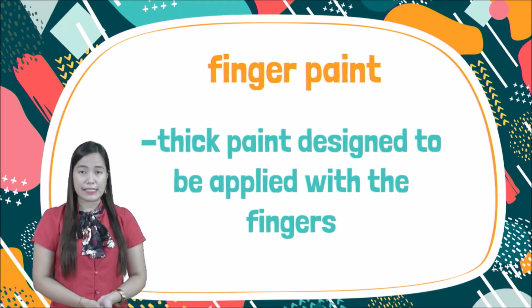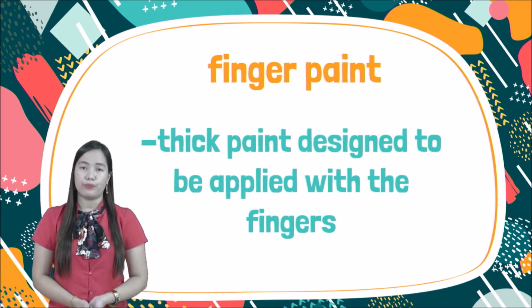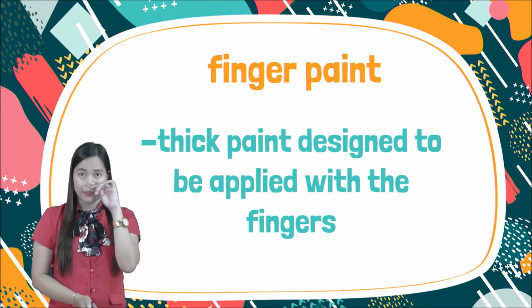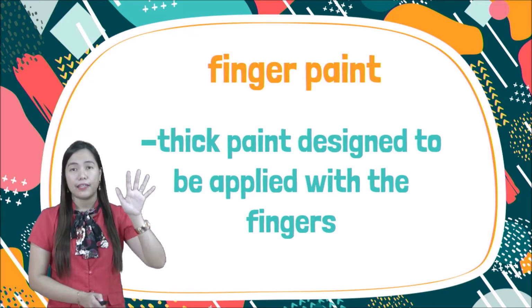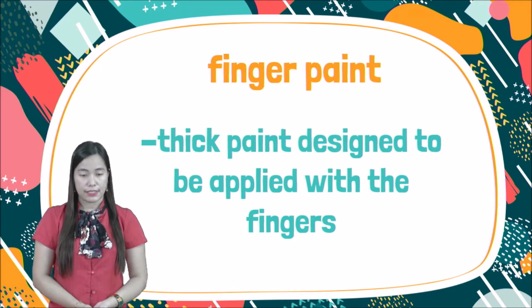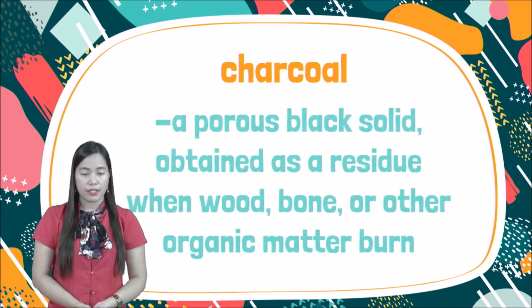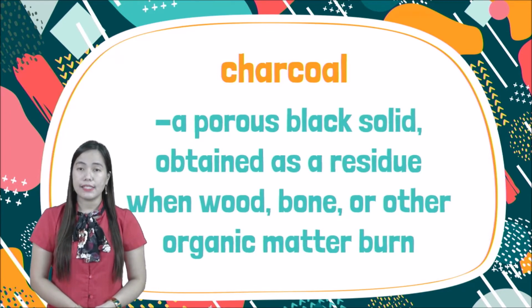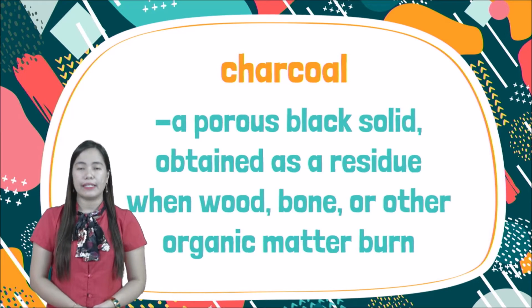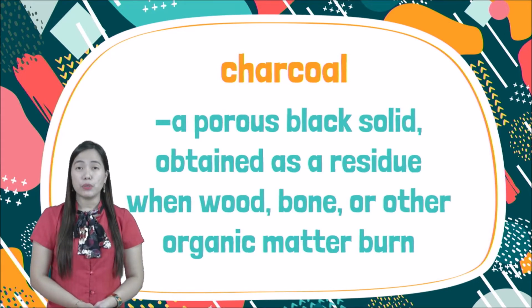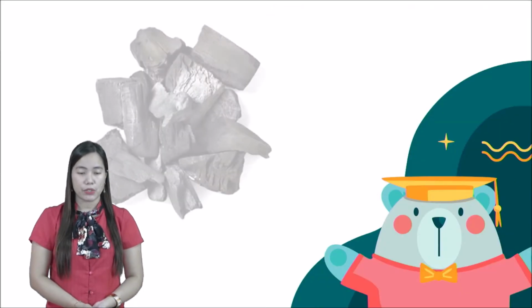Next, finger paint. Thick paint designed to be applied with the fingers. Okay, you call it finger paint when you paint using your fingers. Okay, that's finger paint. Next, charcoal. A porous black solid obtained as a residue when wood, bone, or other organic matter is burned. You know charcoal? Okay, here's the picture of charcoal. Uling. Okay, that's charcoal. Now, can you listen to our passage?